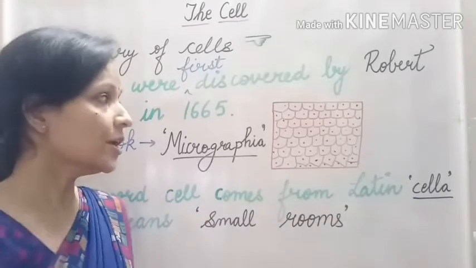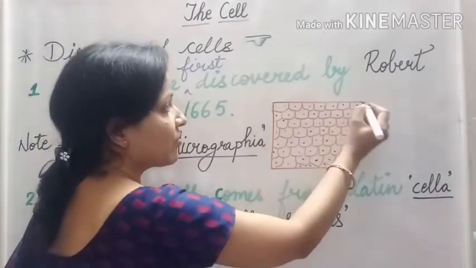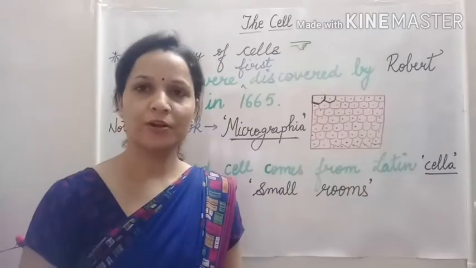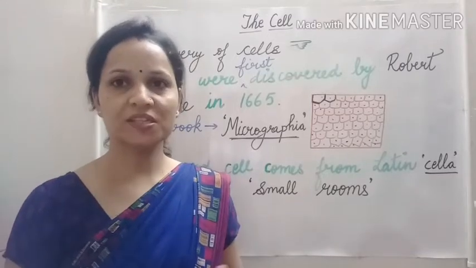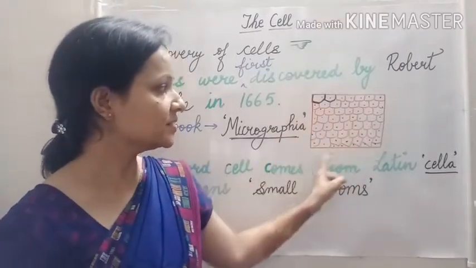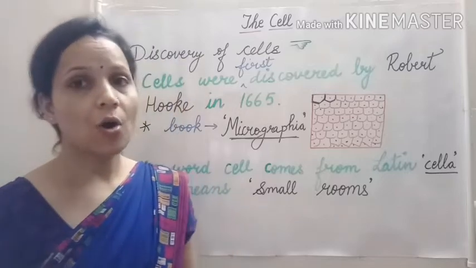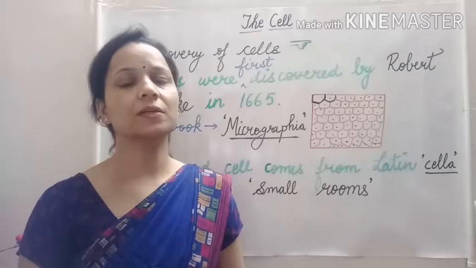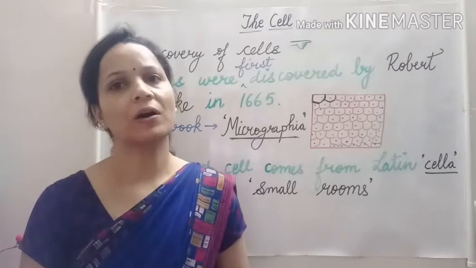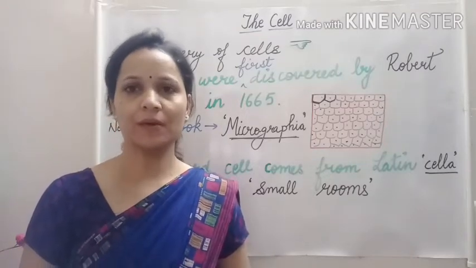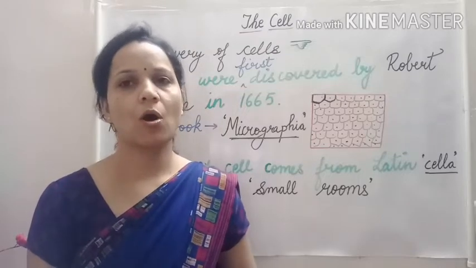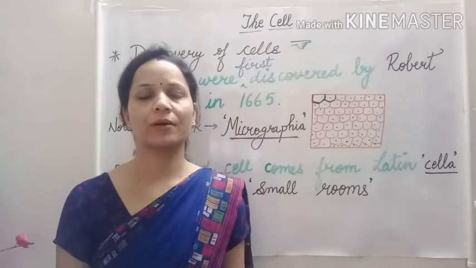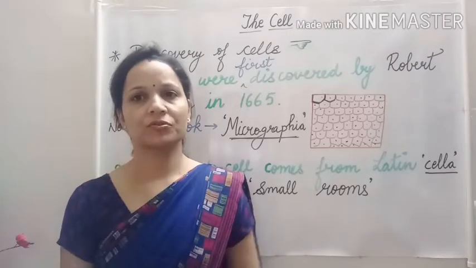For this, he observed a piece of cork under his microscope. Now the question arises, what is cork? A cork is a light brown colored substance obtained from the outer layer of the bark of the trees.